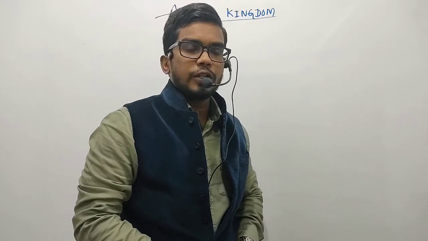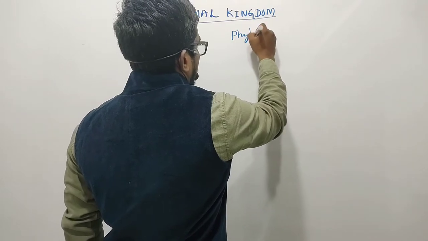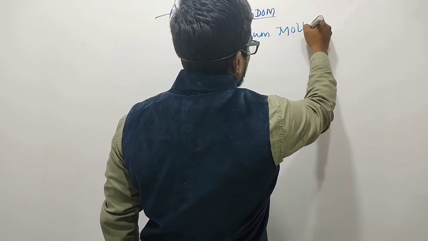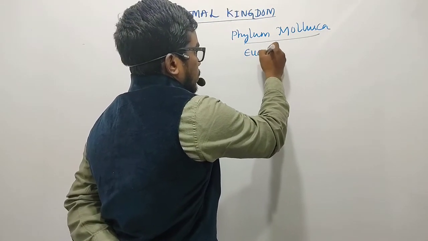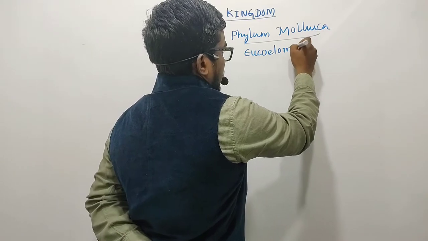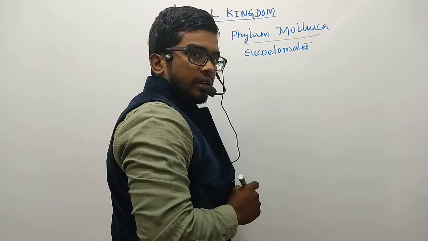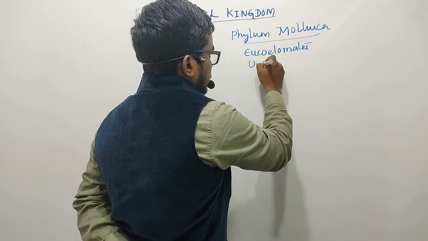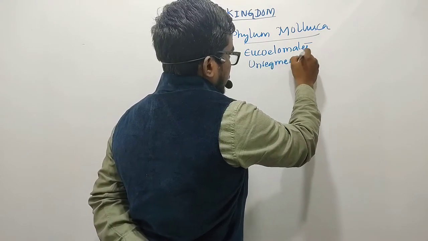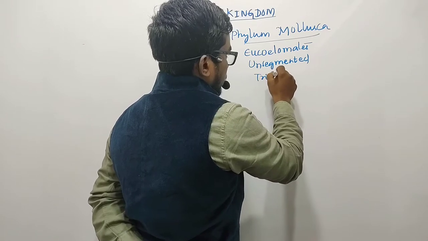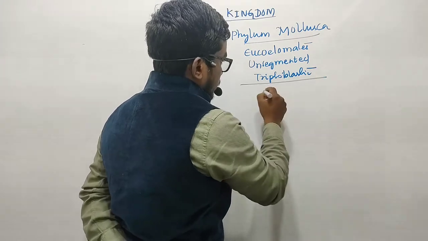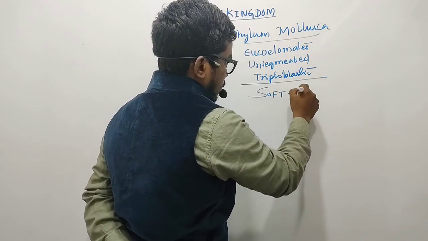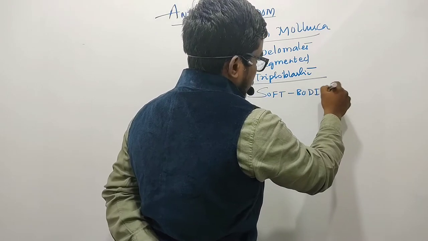Next phylum we are going to discuss here is phylum Mollusca. Let me tell you that these organisms are also eucoelomates. They have the true body cavity. Note on this point. To go with that, they are unsegmented, triploblastic and, most important point, soft-bodied animals.